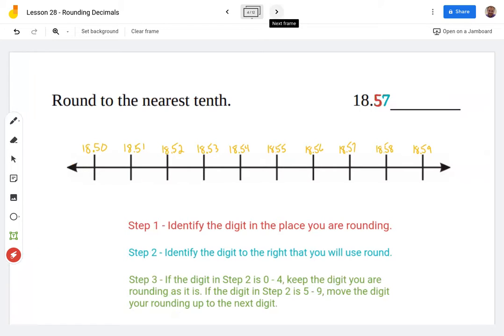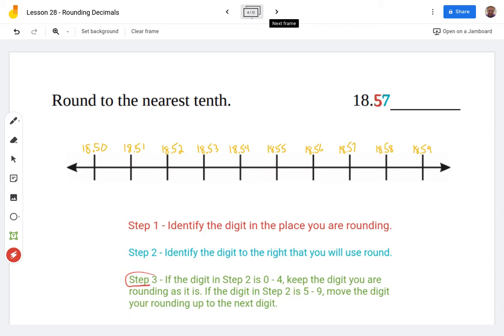In this next example, we're asked to round to the nearest tenth. Remember step 1, identify the digit in the place you are rounding. That's the tenths place. So in this number, 18 and 57 hundredths, the 5 is in the tenths place. Step 2 says identify the digit to the right that you will use to round. The digit to the right of the tenths place is a 7 in the hundredths place.